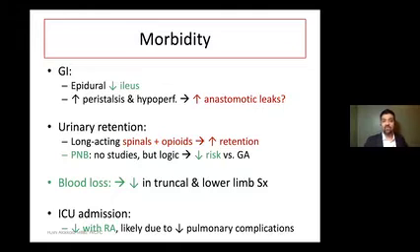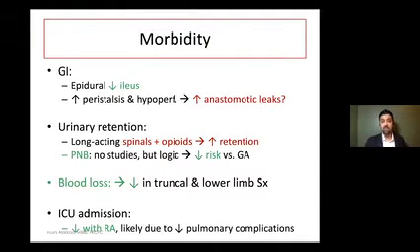Urinary retention, of course, spinals. Most of us do long-acting bupivacaine spinals with opioids. This does increase urinary retention, but peripheral nerve blocks, although there are no studies looking, the logic says that it does decrease the risk because you're just blocking something that is peripheral, so nothing central. What about blood loss? Every study has shown that there is a decrease in truncal or lower limb surgery blood loss when neuraxial anesthetic is used.